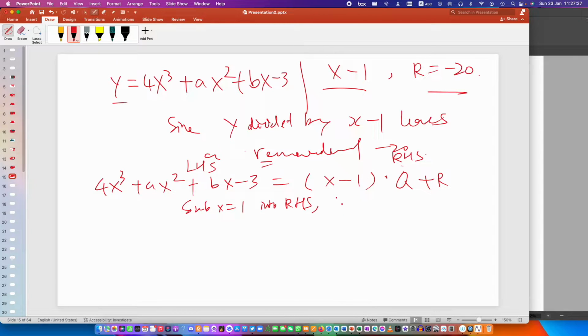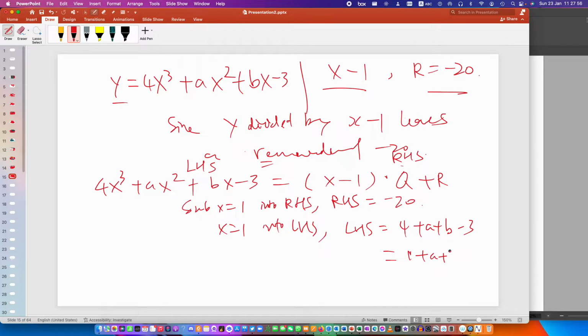Okay, good. So I find that RHS is equal to negative 20, then LHS is equal to 4 times 1 plus A plus B minus 3, so 1 plus A plus B. If you equate these two, you will get A plus B equals negative 20. So you can find A and B now. Then you can get your dividend. The previous time you found A minus B equals 7.